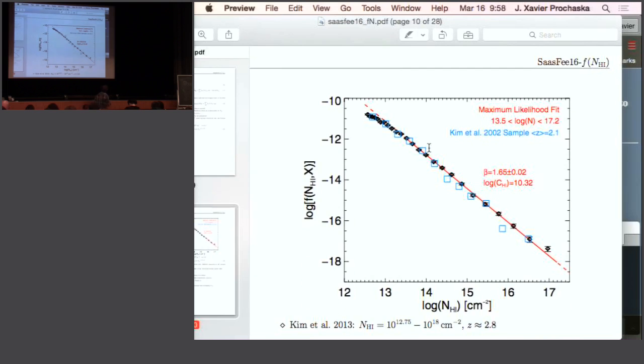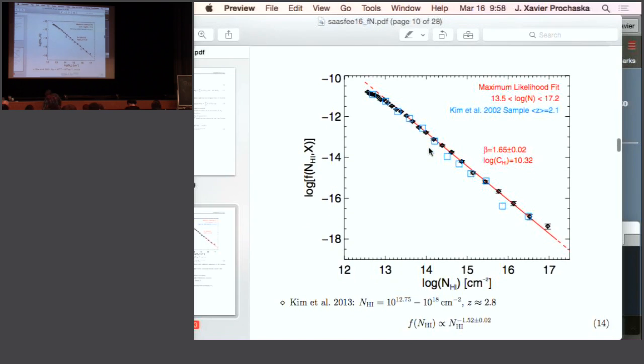And so with that in mind, fitting the data at these lower column density ranges, what we call the Lyman-alpha forest, the best fit power law from this data set gives you a beta of about 1.65. The Kim et al. data, which I showed in comparison to these, gives a slightly shallower slope, although they also fit to a slightly higher column density.